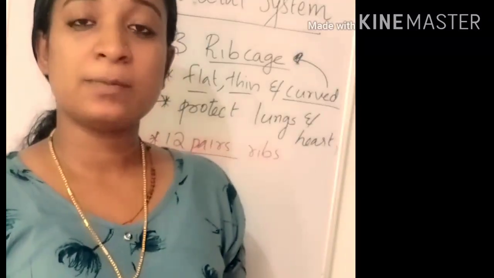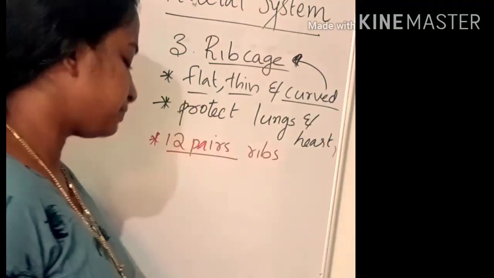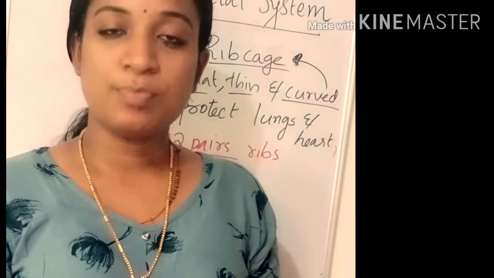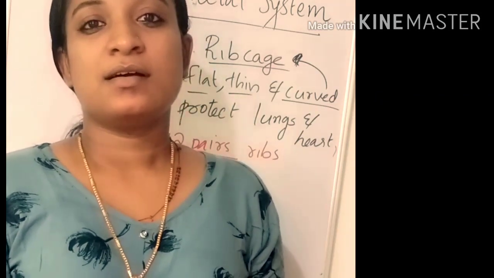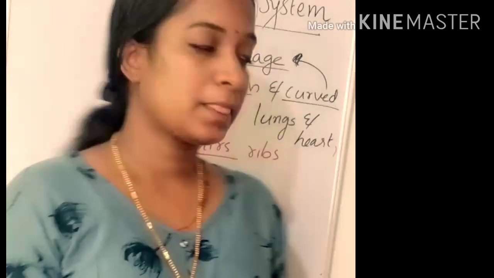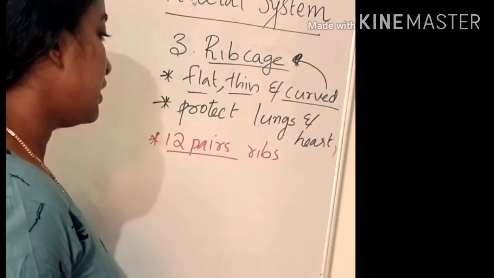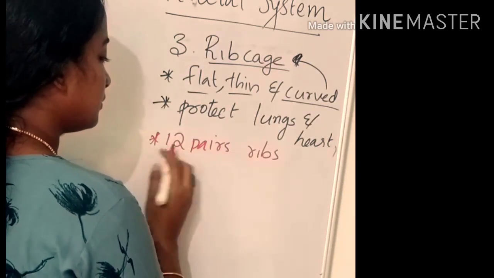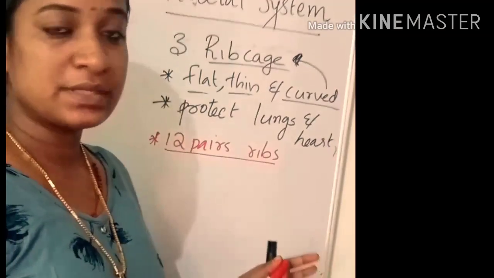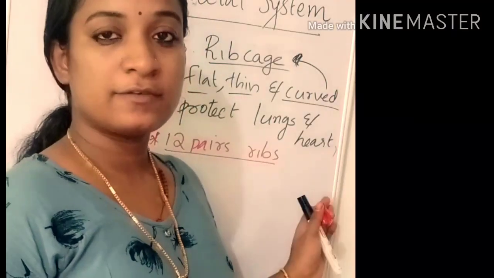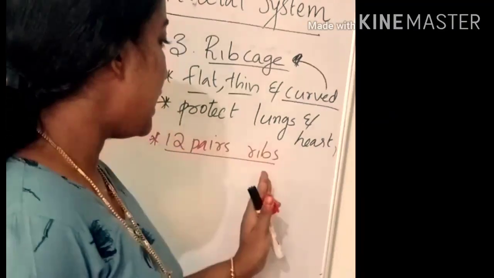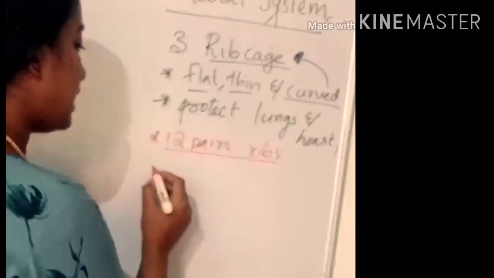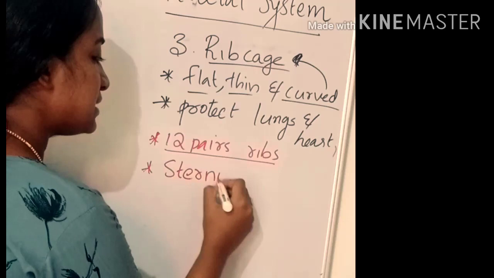12 pairs of ribs are present in the rib cage, and the ribs are connected to a long bone in the rib cage that is known as the sternum.